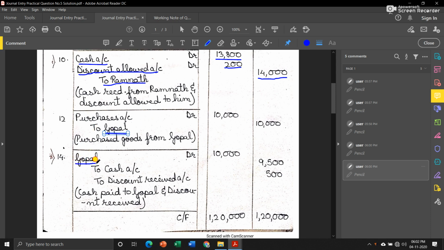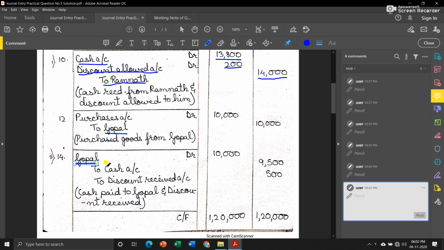Gopal, he is receiving cash, so according to personal accounts rule, debit the receiver, so we will debit his account. Don't write amount starting, first you write which account will be debited and which account will be credited. Then we paid him cash, that means cash is going out from our business. So according to real accounts rule, credit what goes out.